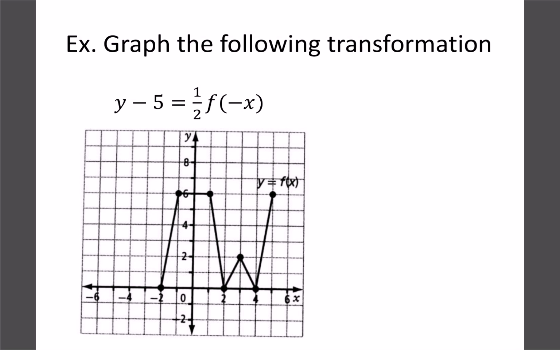Okay, here's another one. Let's go through it sort of the same way. So we've got a -5, so that means we're going 5 up. We've got a half out front, so that's a 1/2 vertical. And then we've got a negative inside with the X, so that's a horizontal reflection.